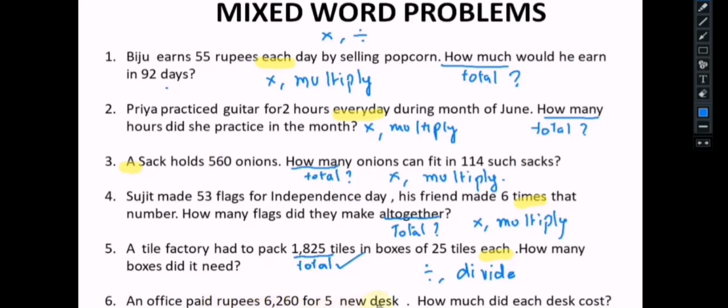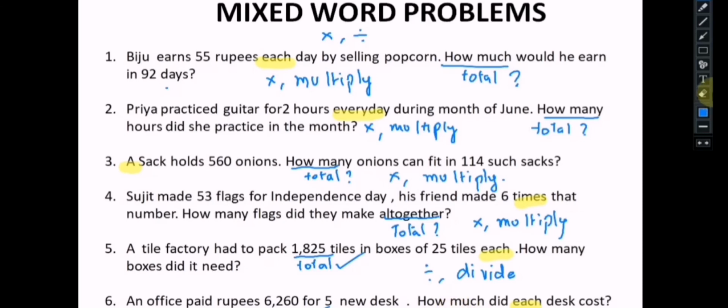An office paid rupees 6,260 for 5 new desks. How much did each desk cost? So again, each indicates it is either a multiplication or a division word problem. We have a mixed word problem. You will have to read it again and again for better understanding. So this many rupees is being paid for 5 desks and you want to calculate for 1 desk. This word each indicates multiplication or division, and you have been given the total. You know the total, that means you are going to divide it.